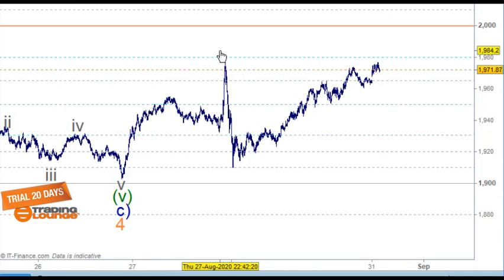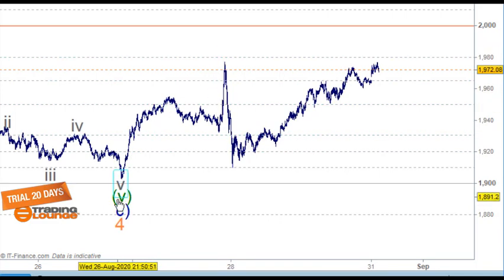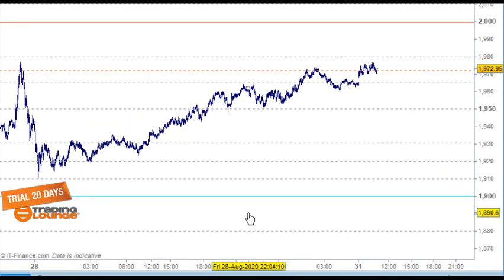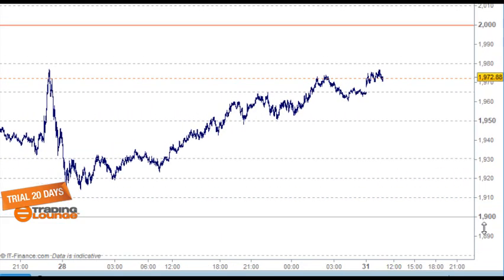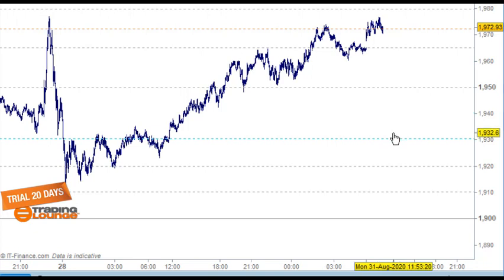I mean, even that looks corrective, doesn't it? But we'll probably play this out as an expanded flat correction as one here, an A and a B and a C here for that. But I'm not interested in that at the moment. I just want to see if I can pin this down a bit better here.